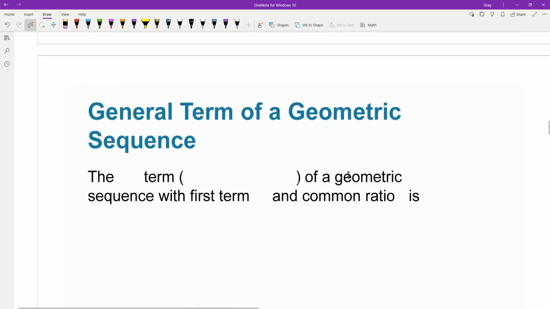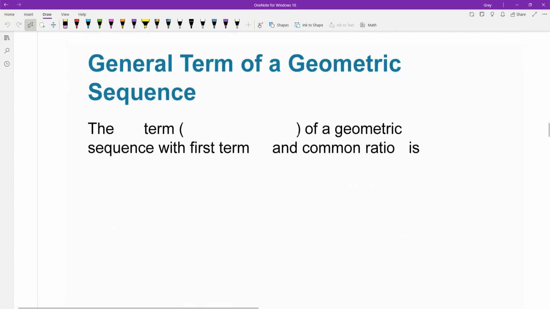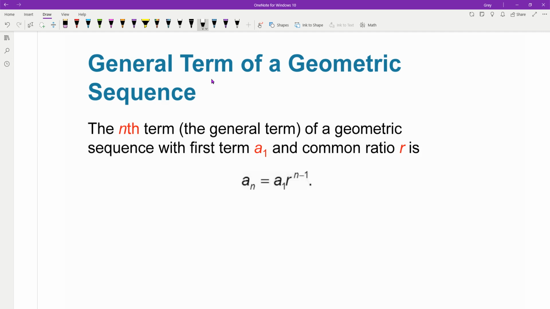All right, to find the general term of a geometric sequence, we have to define that. The nth term or general term of a geometric sequence, if it has a first term of a sub 1 and a common ratio of r. Our common difference before was d. Common ratio is r. A sub n equals a sub 1 times r to the n minus 1. Kind of what we just did, but that's the general form. So you can see that each time you're multiplying by that common ratio.